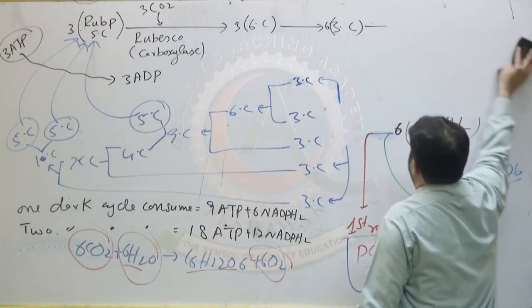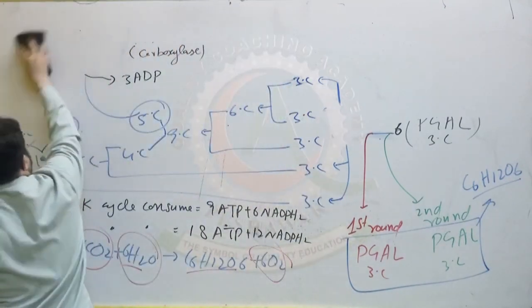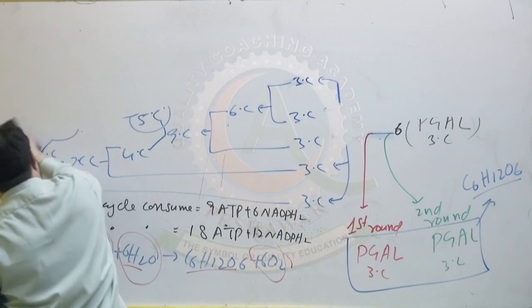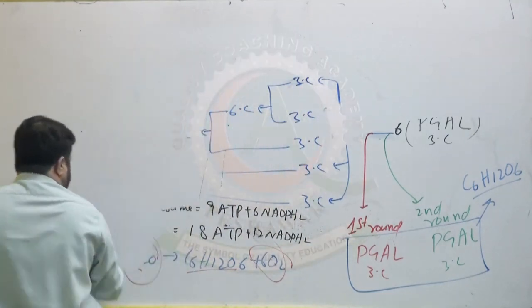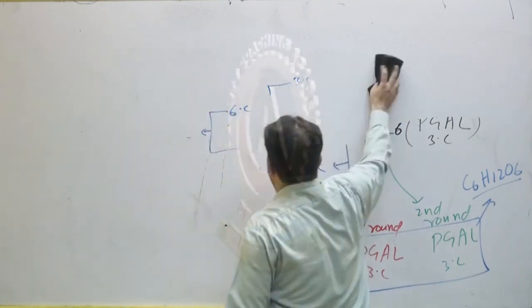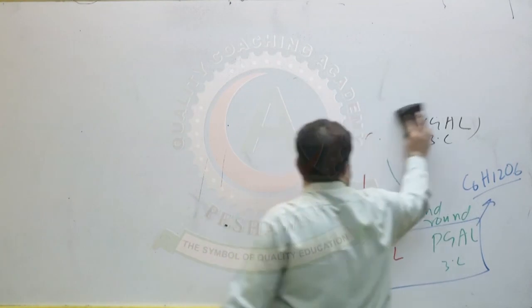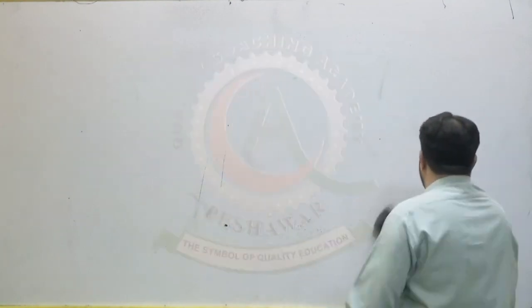Sometimes this process actually takes place in the daytime because it needs the end product of light reactions. So if the light is there, the light reaction will be there. If the light reaction is there, its product will be there. So that's why the dark cycle will proceed.